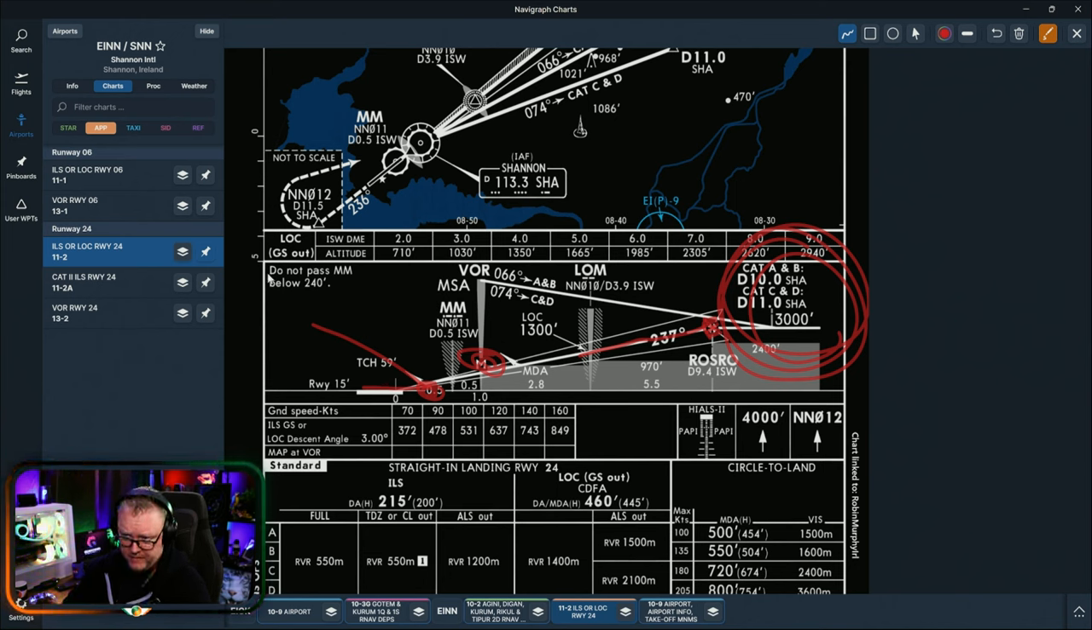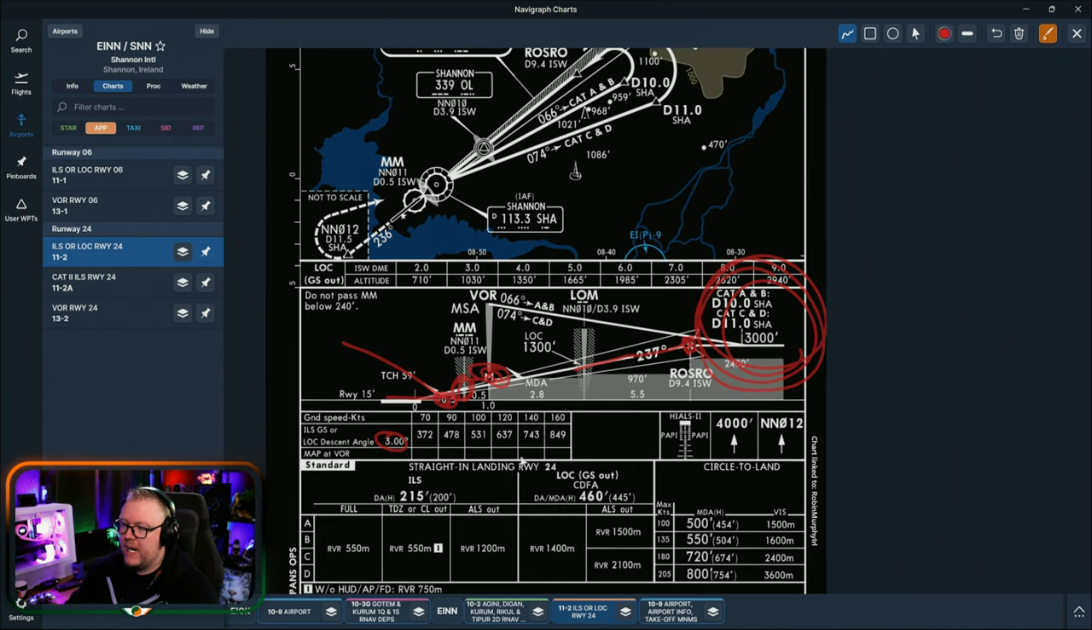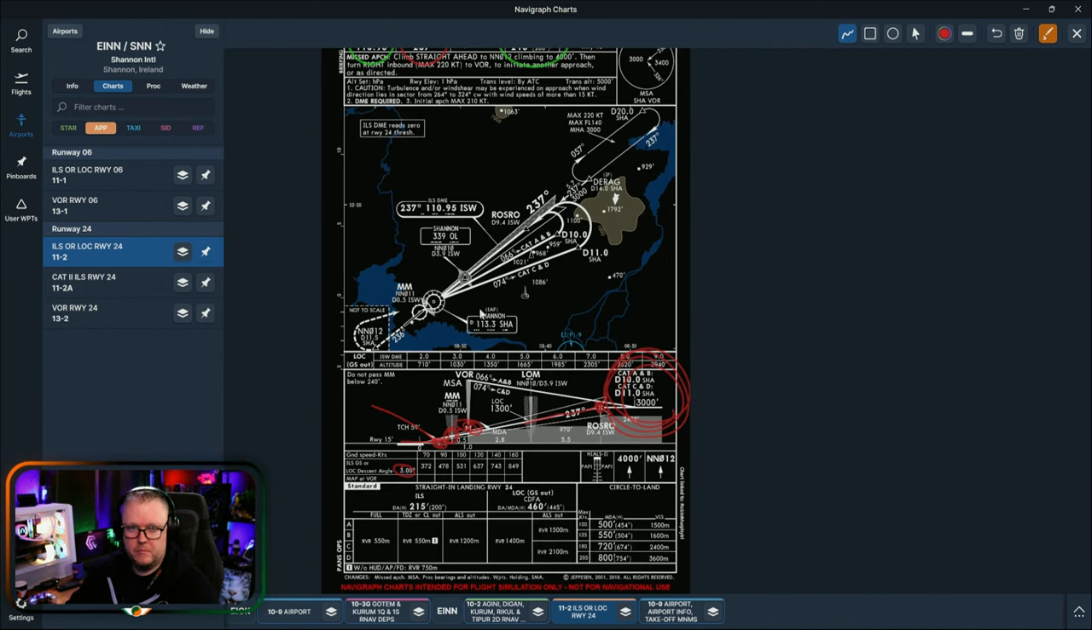But there is something important here. Do not pass MM below 240. Okay, minimum altitude is there. Then there's ground speeds, then there's ILS GS or the localizer descent angle, 3 degrees. Again, don't worry about this too much. Your aircraft is going to do it automatically. If you want to learn how to do this manually, that's more into how to actually fly IFR, and it's moving us away from our ATC communication stuff. It is interesting. I will touch on it at some other stage, but just to be aware, that's the information on your chart. Fair enough?